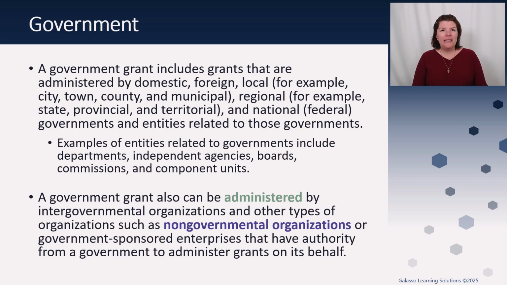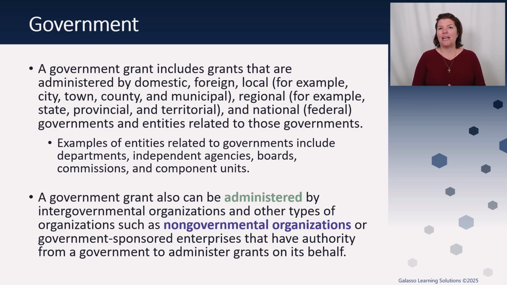However, where I find there's a little bit of confusing language here, it goes on to say that a government grant can also be, and they again use this word, administered by intergovernmental organizations and other types of organizations such as non-governmental organizations or government-sponsored enterprises that have authority from a government to administer grants on its behalf. I find this a little bit confusing. I'm assuming they're talking about pass-through grants, in my opinion. I think this is when the federal government gives money maybe to a nonprofit who then gives money to a for-profit. That still is really governmental money.